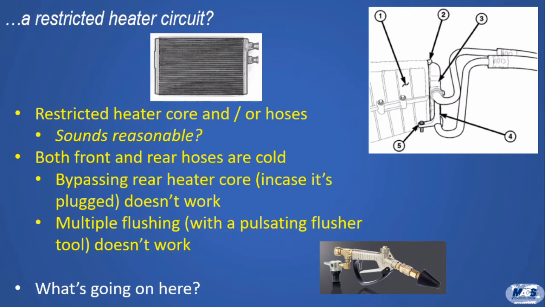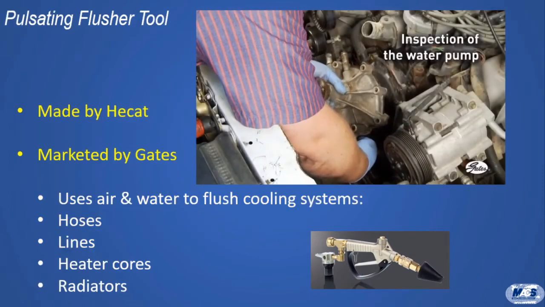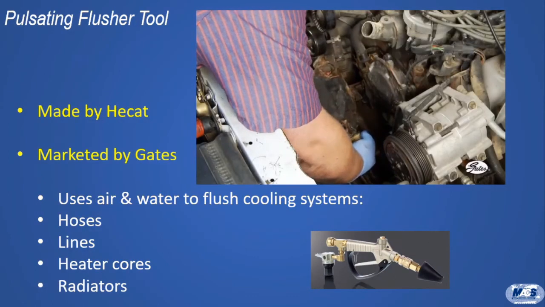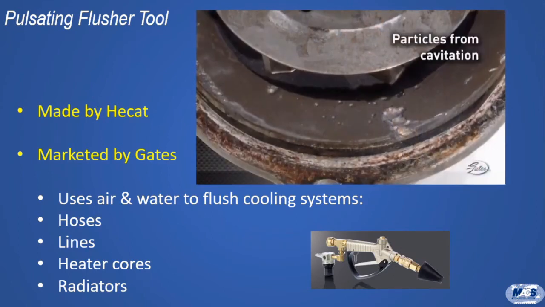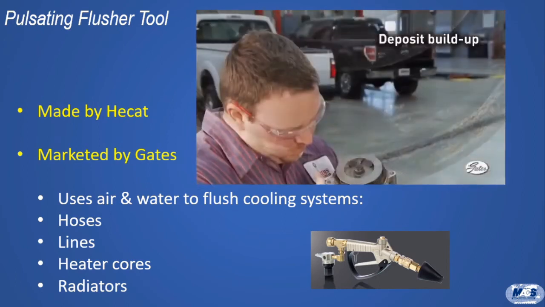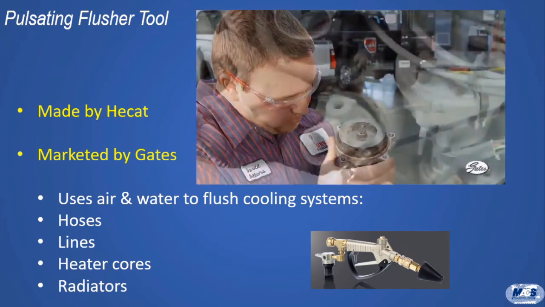Next, he checks the front heater hoses, and the outlet is much cooler, which pretty well indicates limited coolant flow, therefore a restriction. So once more, he takes out his flushing tool and repeats the procedure on the front core. But again, no change. If you were wondering, he was using the pulsating HECAT flushing tool marketed by Gates, and not some tool of questionable value. And when he was done, the flow was good in each case.